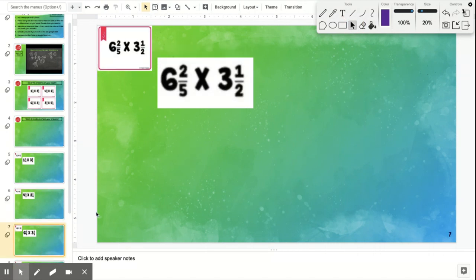The numbers are getting a little bit bigger. 6 2/5 times 3 1/2. So we will work on changing them to improper fractions first.